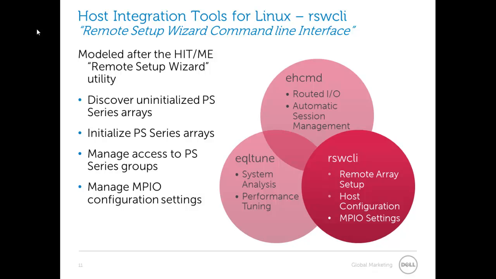With RSWCLI, you can discover uninitialized PS Series arrays from a Linux server, then initialize those discovered arrays. You can manage access to the PS Series arrays by setting the group name and the group IP address. Also, you can manage MPIO configuration settings. Some examples of the settings that can be managed include the network exclusion or inclusion list, connections per volume, I/O per path, and load balancing policy. Unlike HIT for Windows, there is no graphical interface for the Remote Setup Wizard.